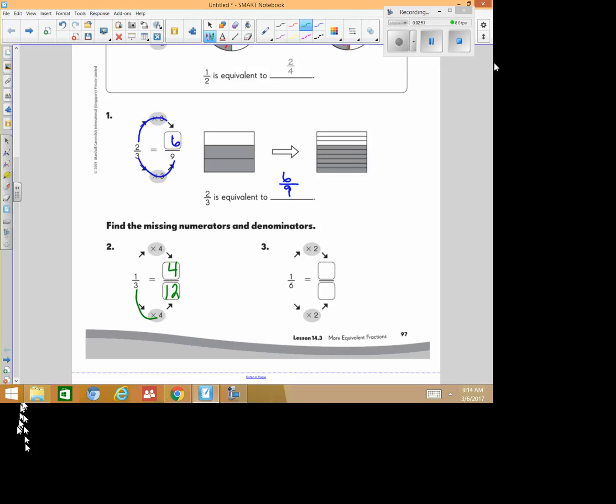Okay? So why don't you try this one by yourself real fast? I'm going to give you just a second. Multiply both of them. Yes, ma'am. 6 times 2 is 12. So 1 out of 6, 1/6, is the same as 2 out of 12, 2/12. So let's look at our next page.